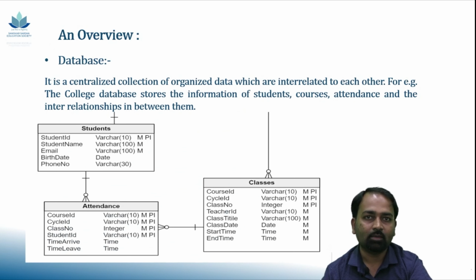Next, what is a database? A database is nothing but a centralized collection of interrelated data. Whenever we store such data, that becomes a database. For example, a college database can have information of students, teachers, courses, non-teaching staff, etc. And all this information is interrelated with each other. Here we can see in a diagram that student information like attendance and class information can be stored in a database like this.